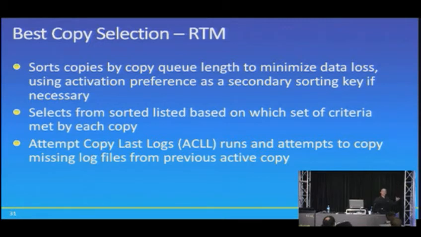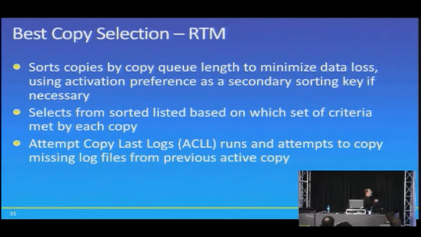Then, once we have our sorted list, we will pick from that sorted list based on a set of 10 criteria. And I'll show you what the criteria are in a minute. But there's 10 things that we look for, and as soon as we find a database on that list that meets the first set of criteria we pass into it, that's the copy that we try to activate.